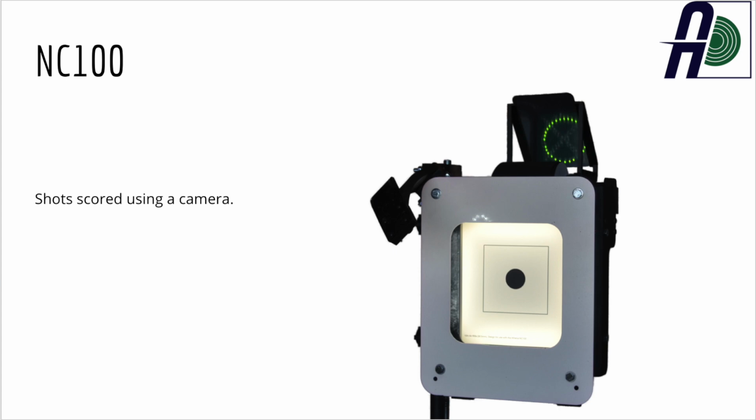Instead of a scanner and PC, the NC100 has a camera in front that continuously videos the target. When a shot hits the target, a photo is recorded and then scored with an onboard CPU. A paper strip then advances to give the appearance of a clean aiming bowl for the next shot.